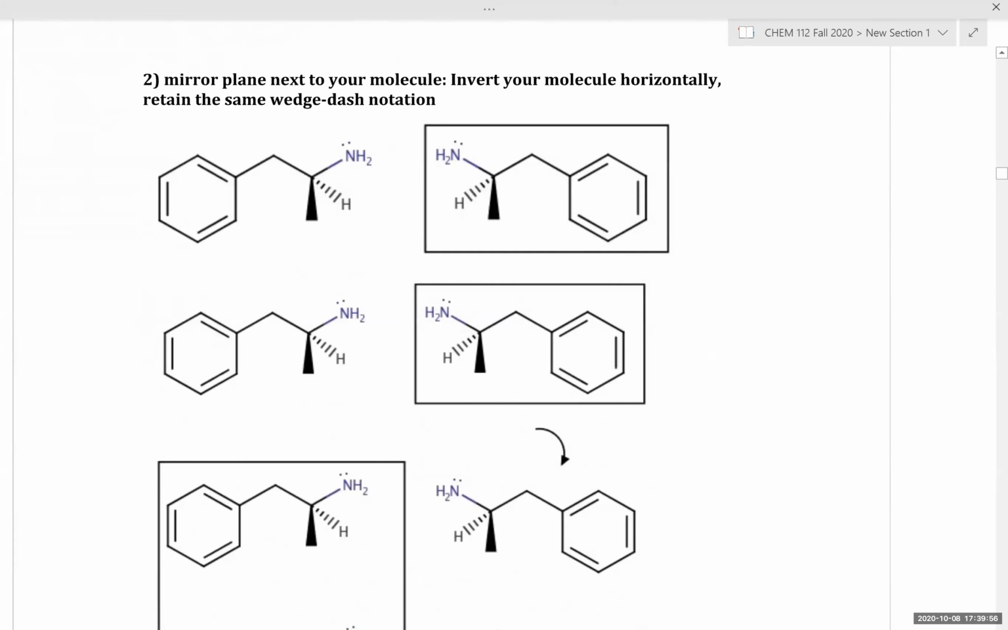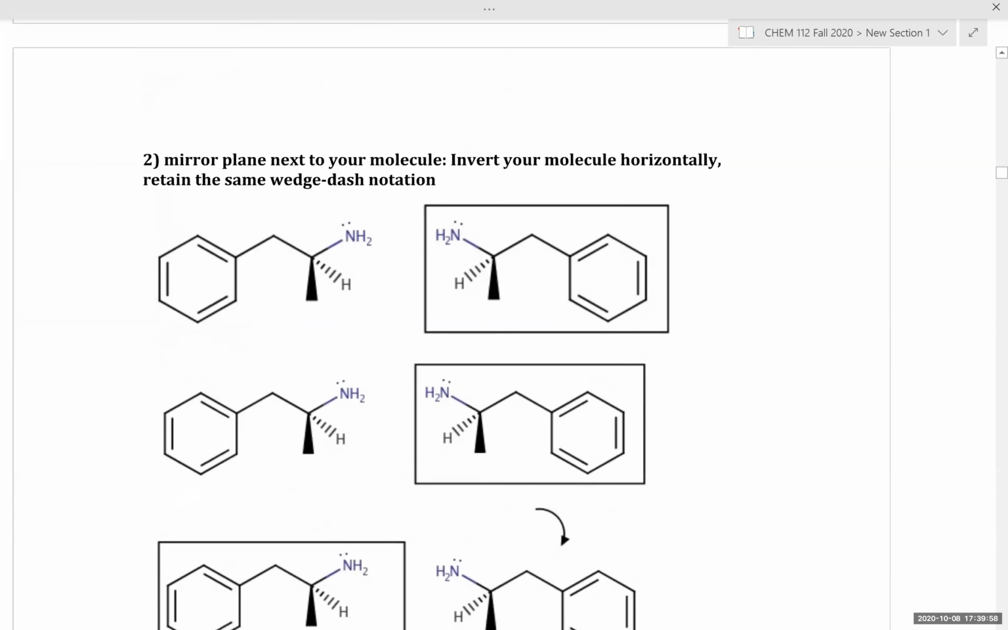You can also invert your molecule using a mirror plane next to your molecule. In that case, you invert your molecule horizontally while retaining the same dash wedge notation. Does everyone see, if you put your hand up to a mirror, that this molecule has been flipped?